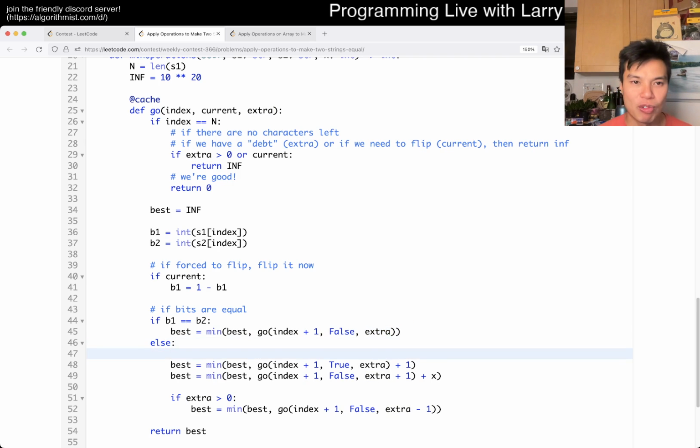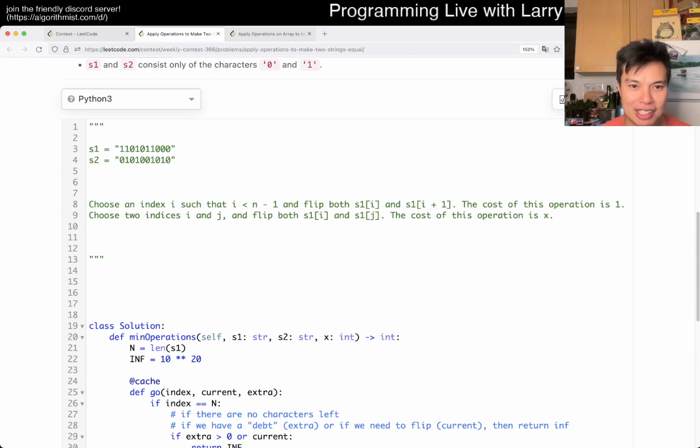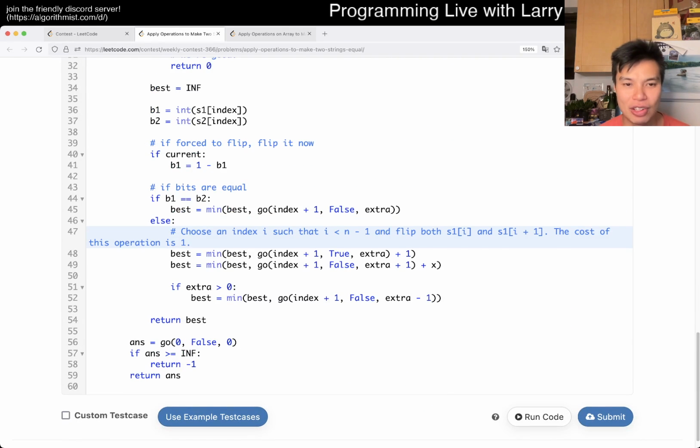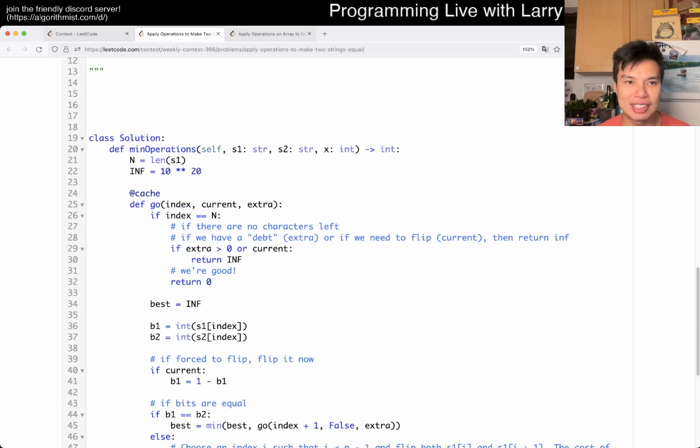Otherwise, you have this one, and this one it is. I'm just copy and pasting to highlight this a little bit. So this is where we choose the index I now. That means that the next index has to be I plus 1. So then you set it to true, and it costs 1. So that's hence the plus 1. And then the second thing.